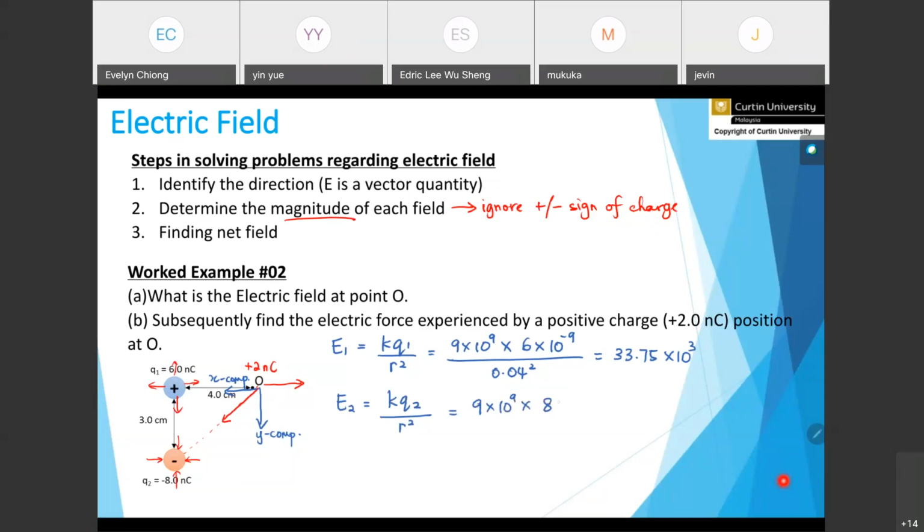Ignore the negative, yeah? Just calculate the magnitude first. Now the R here, the distance, is 5 centimeters. So you get how much? 28.8. Okay, so we have already calculated the magnitude. So now we want to resolve it into the x and y components.